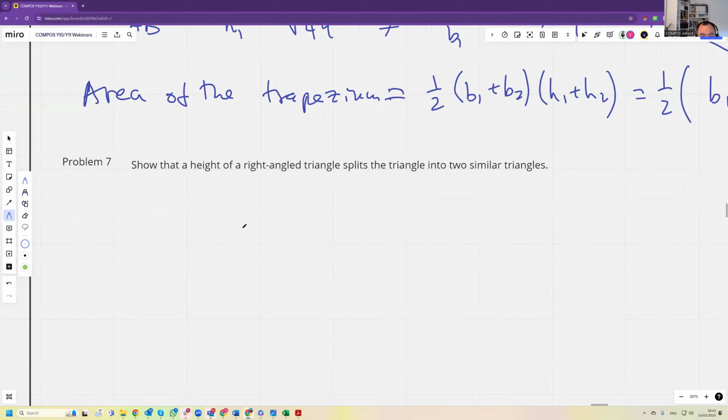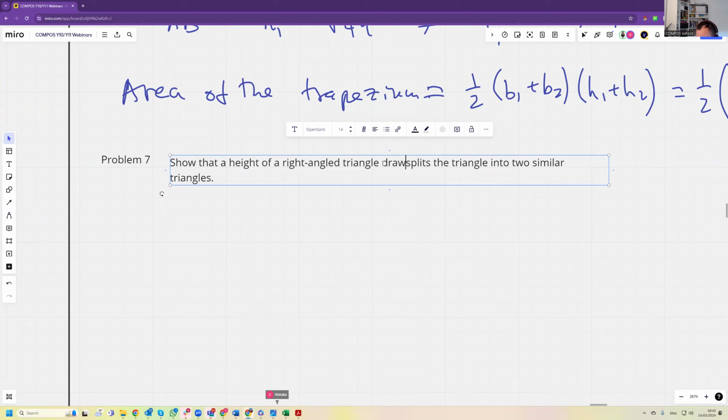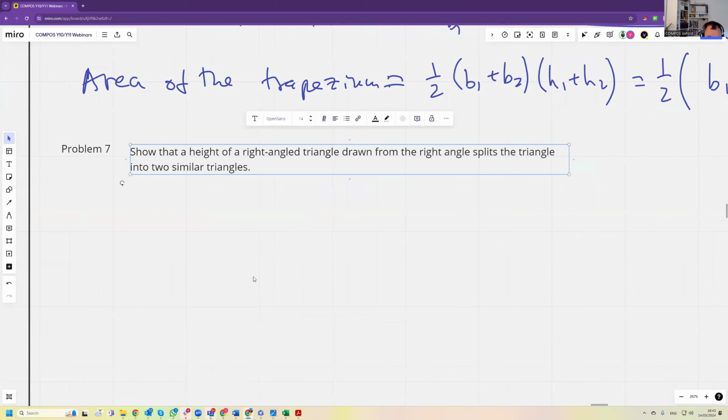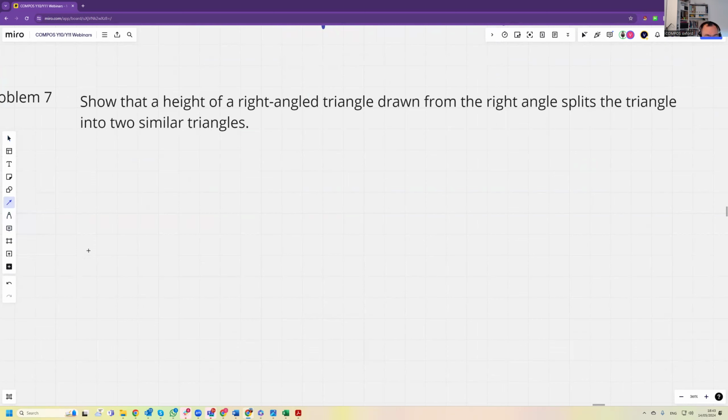Show that the height of a right angle triangle drawn from the right angle splits the triangle into two similar triangles. Let's have a look. So we have a right angle triangle.